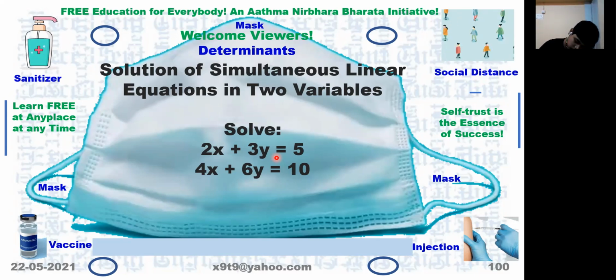So what will you get? 2 2s are 4. 2 3s are 6. 4 plus 6 is equal to 5 2s are 10. 4x plus 6y is equal to 10. Correct. Is it not? Yes, sir. So that is 4x plus 6y is equal to 10, and that is the second equation given.